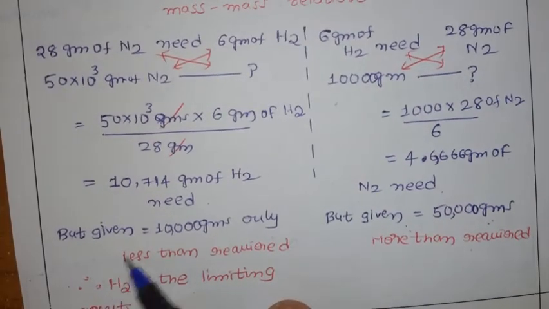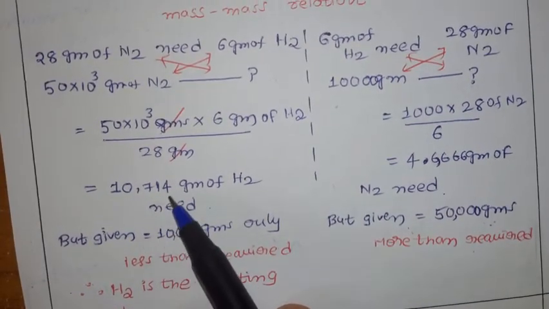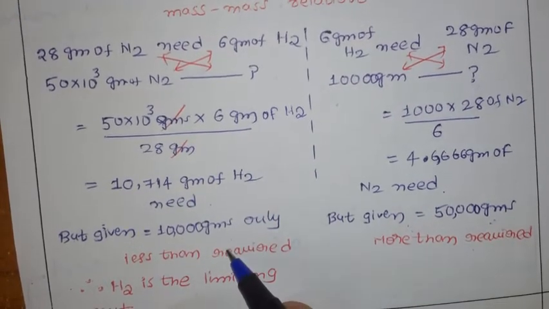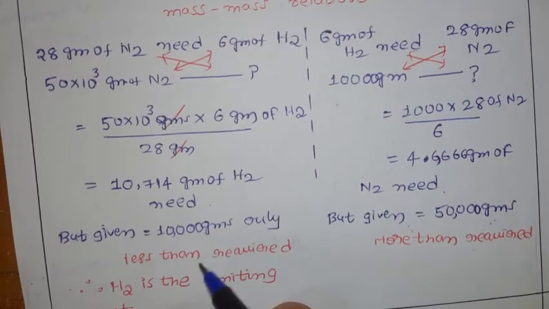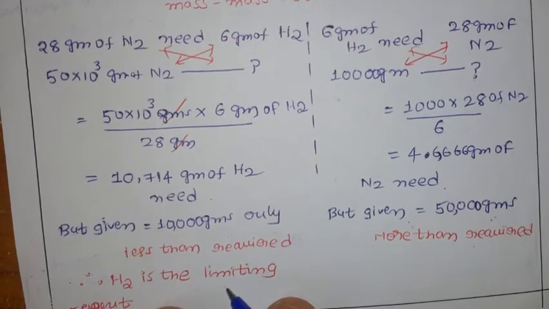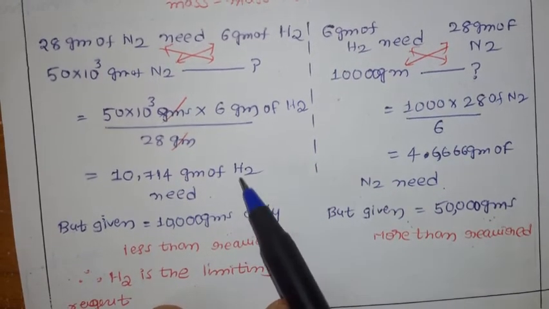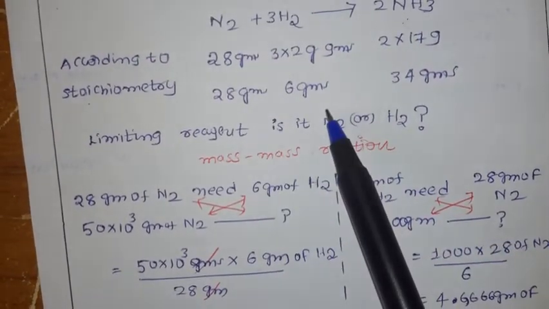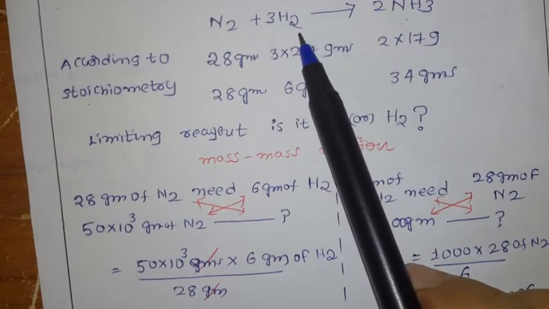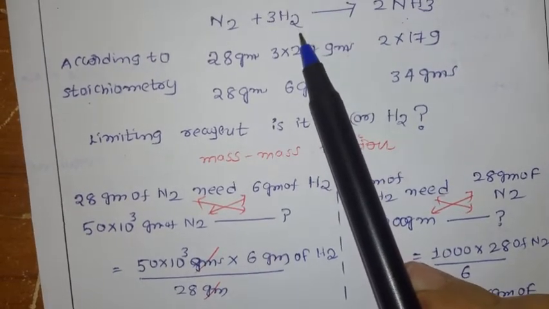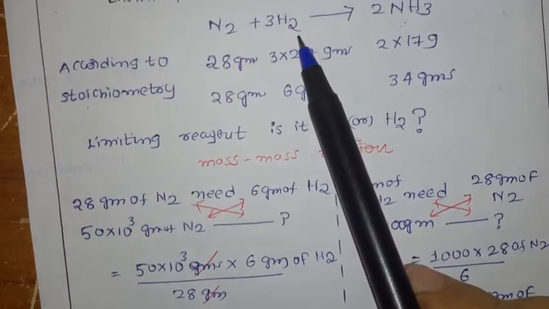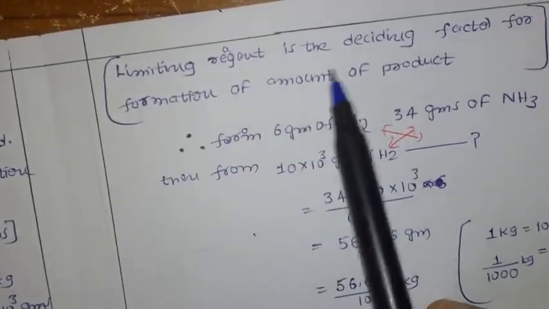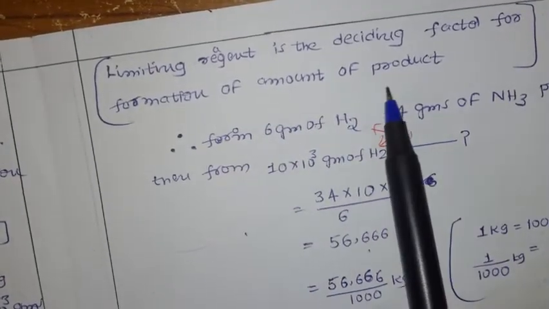Now if you see the hydrogen case, we need 10,714 grams of hydrogen, but only 10,000 grams are given. So in this case the limiting reagent is hydrogen. In N2 + 3H2, according to the data, the limiting reagent is hydrogen. Now the product formation depends on this limiting reagent. Now let us discuss the limiting reagent. The limiting reagent is the deciding factor for the formation of product.